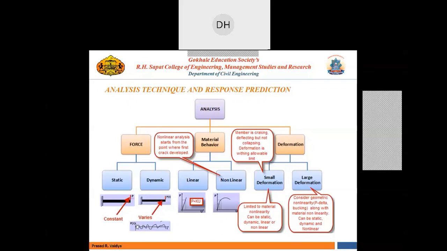The dynamic response is always nonlinear. So you can see here the force versus time is given. The force is varying like this. Your force is actually varying like this. So it is a dynamic type analysis.